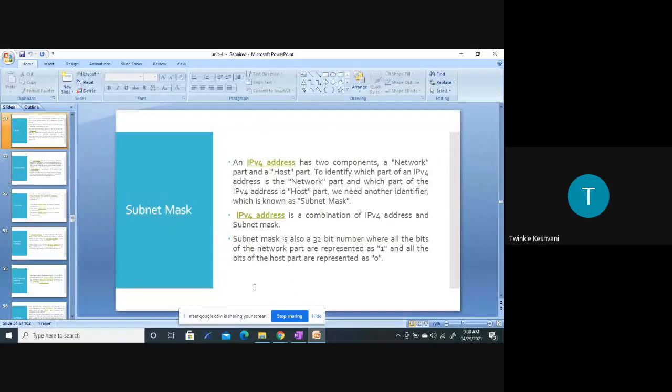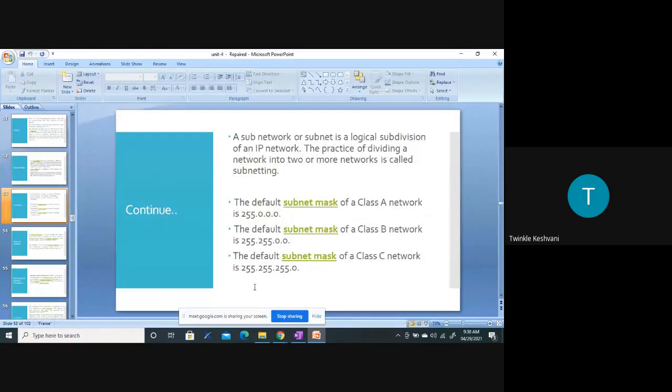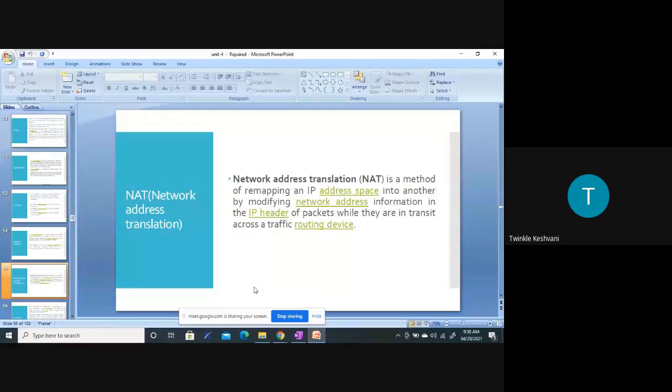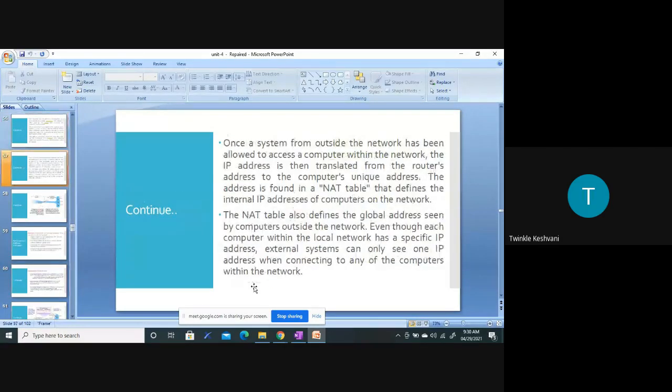Okay, so we have seen this part in the last lecture. For subnetting, if you need a reference, you can take a reference of this PPT. We have seen this already. Network address translation, we saw this yesterday too, right? It is the remapping of an IP address space into another by modifying the network address information. So we can say it is translating one IP address to another, or remapping of an IP address space into another. So this is all about NAT.